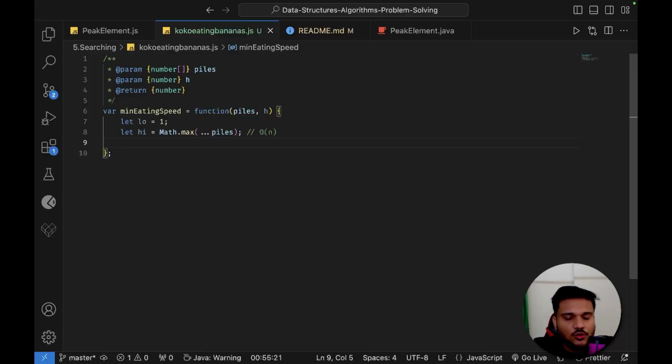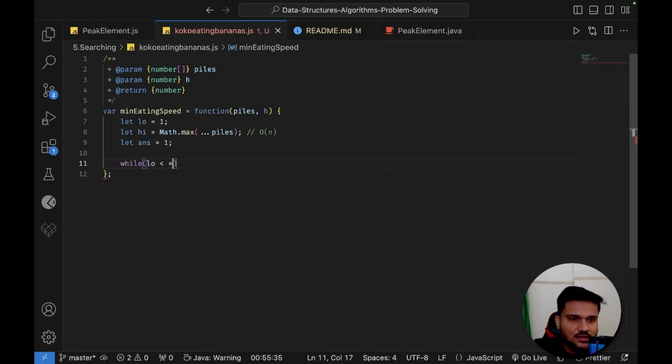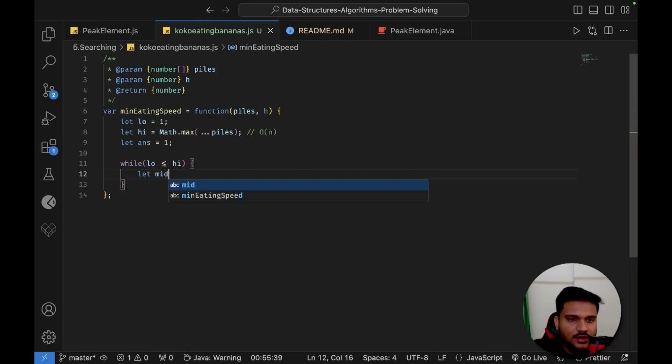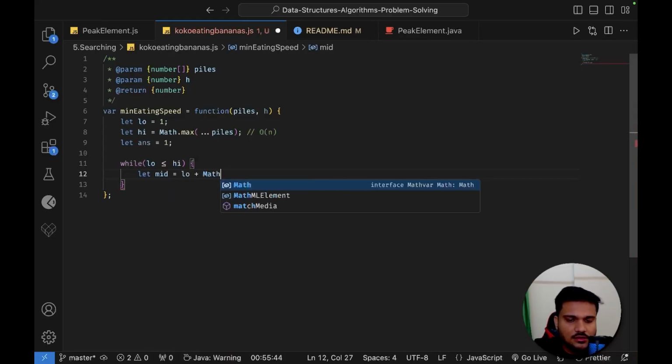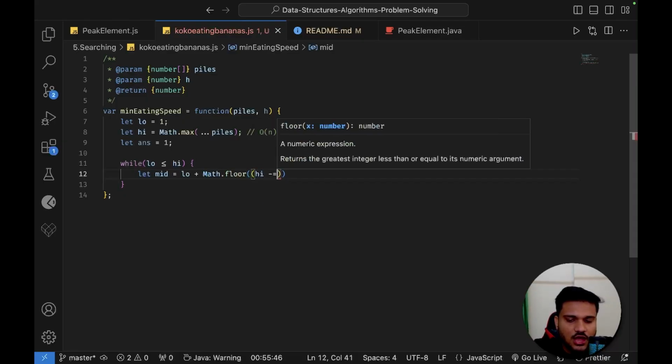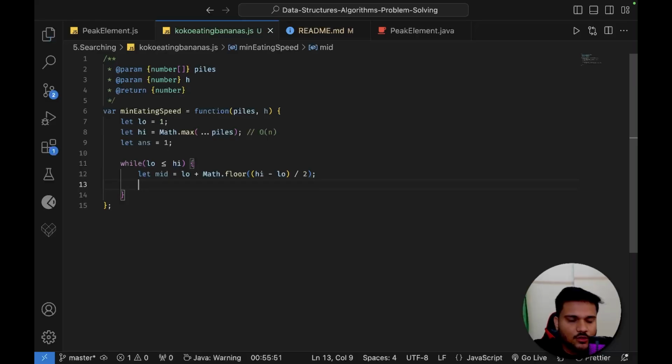And then what we are going to do, let's say, let answer, that is how much minimum speed you need to actually get your value. Let's say we'll start answer as 1, and we'll say while low is less than or equal to high, let mid is equal to low plus Math.floor of high minus low by 2. Okay, cool. Now we are going to check.